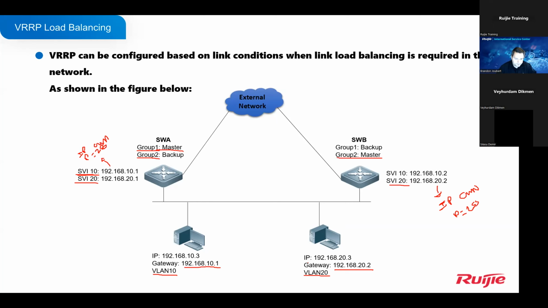So now, in theory, all the traffic for VLAN 20 will flow in that direction, VLAN 20, and all the traffic for VLAN 10 will flow in this direction over here. So now you have two routers, two networks, they are a backup for each other, and they're doing load balancing.